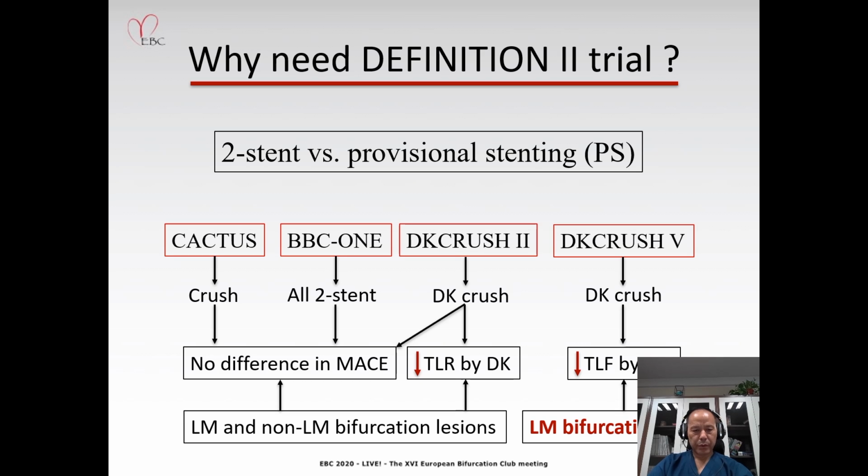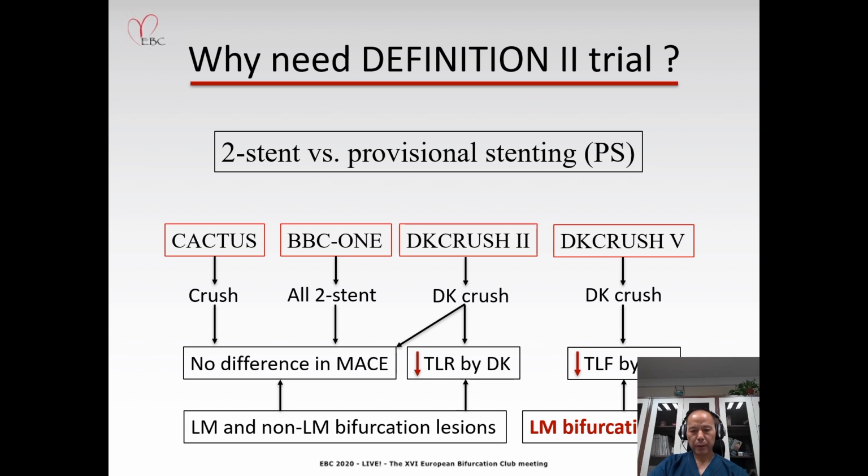At 6 months to 1 year follow-up, there was no significant difference in MACE between two groups. But in our DKCRUSH-II study, we showed significant reduction of target lesion revascularization (TLR) by DK crush. For these 3 studies, both left main and non-left main bifurcation lesions were included. However, the DKCRUSH-V study, which compared DK crush with provisional stenting technique, enrolled only distal left main Medina 111 and 011, 2 kinds of true coronary bifurcation lesion.